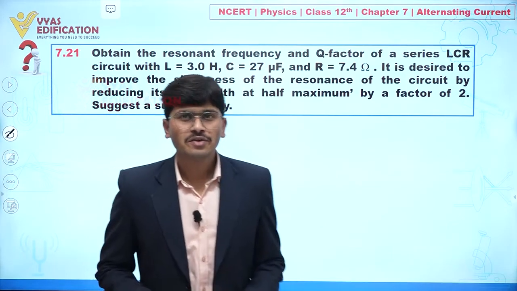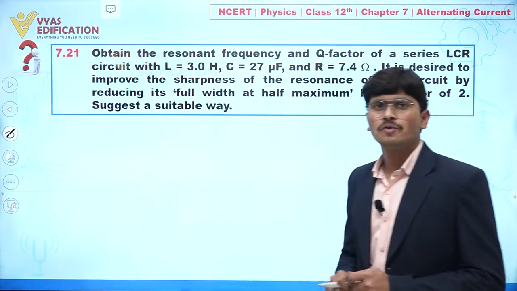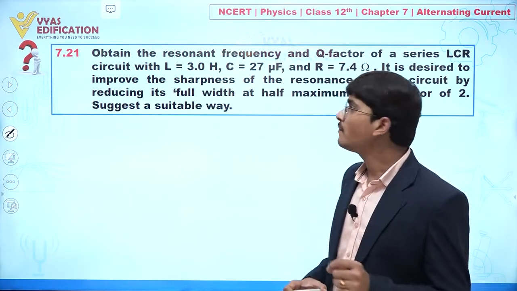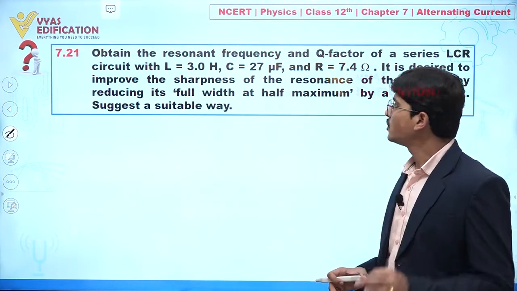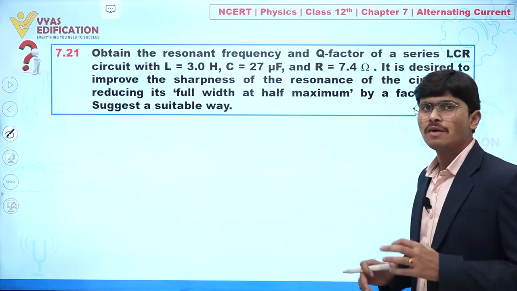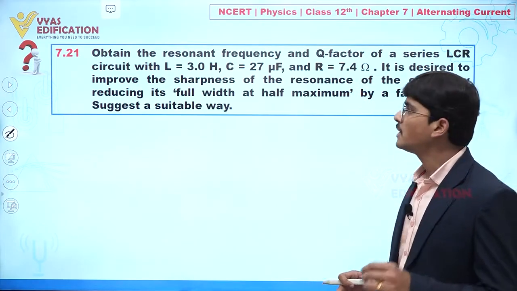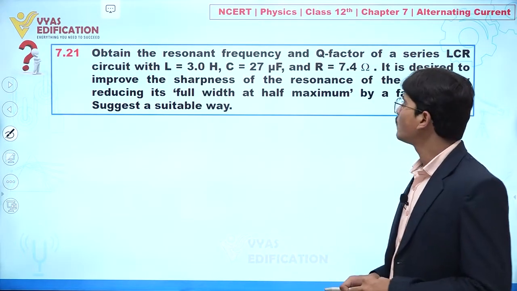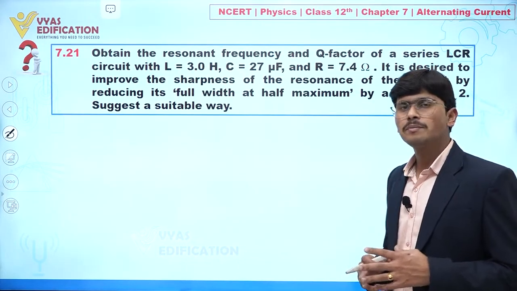Now student, we are going to discuss question number 7.21. In this question it is given to you, obtain the resonant frequency and Q factor of a series LCR circuit with L equal to 3 Henry and C equal to 27 microfarad, and R is given to you 7.4 ohm.